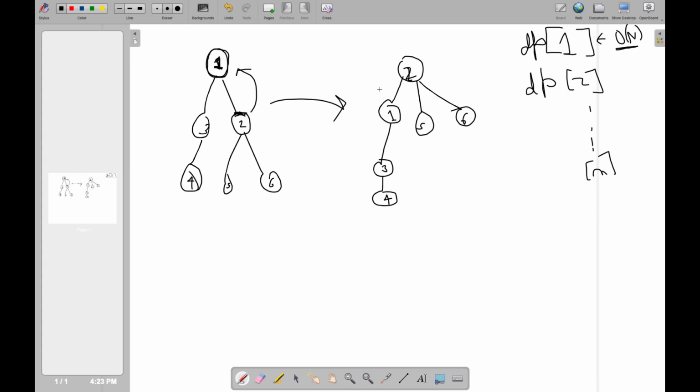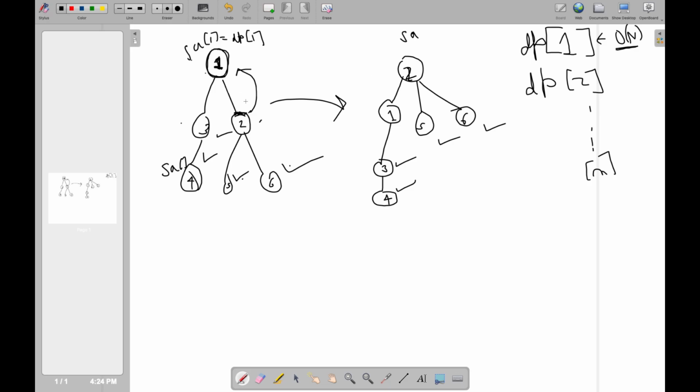So let's say I'm going to call it sub answer, SA. So we had the sub answer for this, this, this, this, and this, and SA1 was equal to DP1. Now you can see that when we change the root from 1 to 2, what happens, it becomes like this. And as you can see, the sub answer for 5 and 6 remains the same, for 4 and 3 remain the same, right? It only changed for 1 and 2.